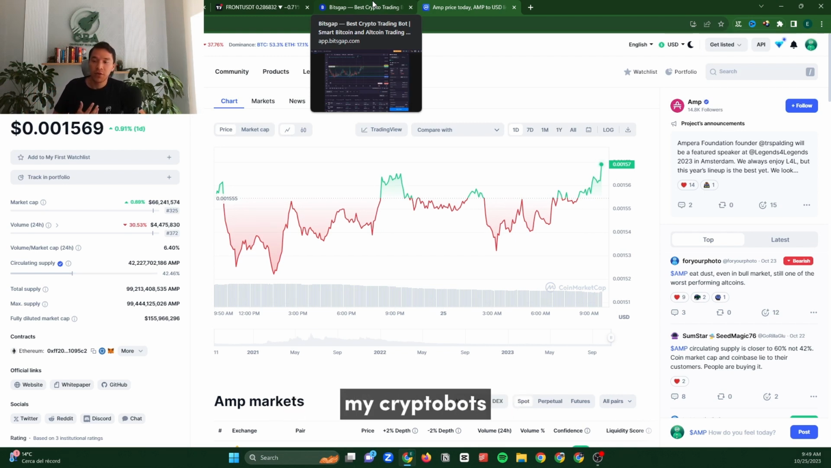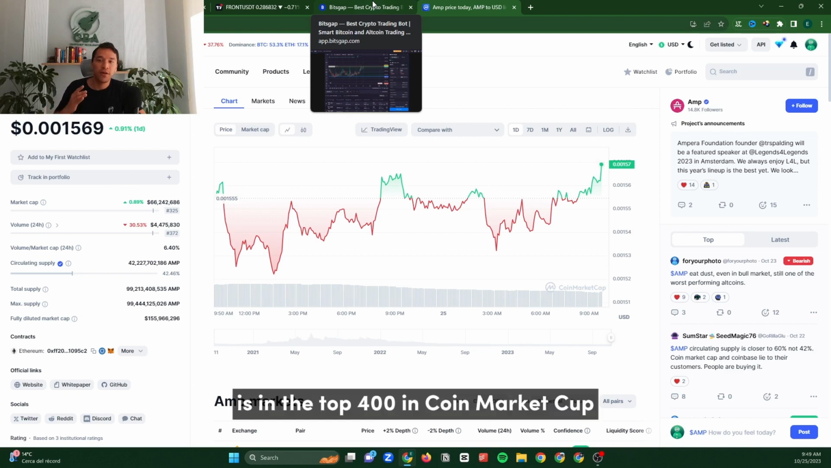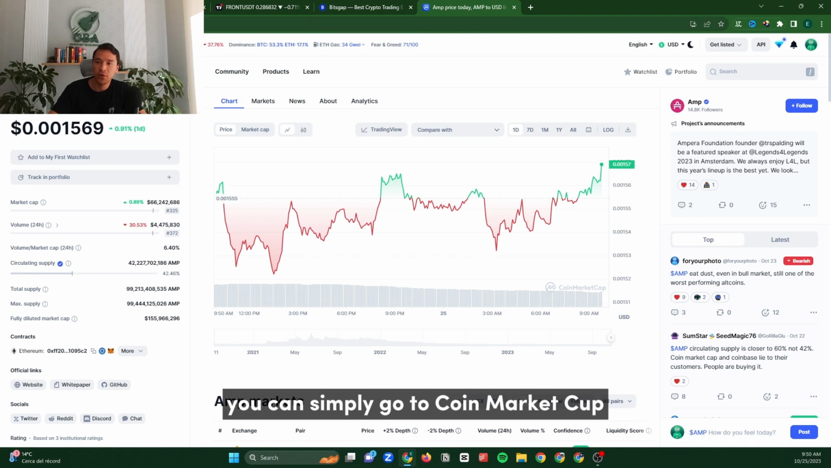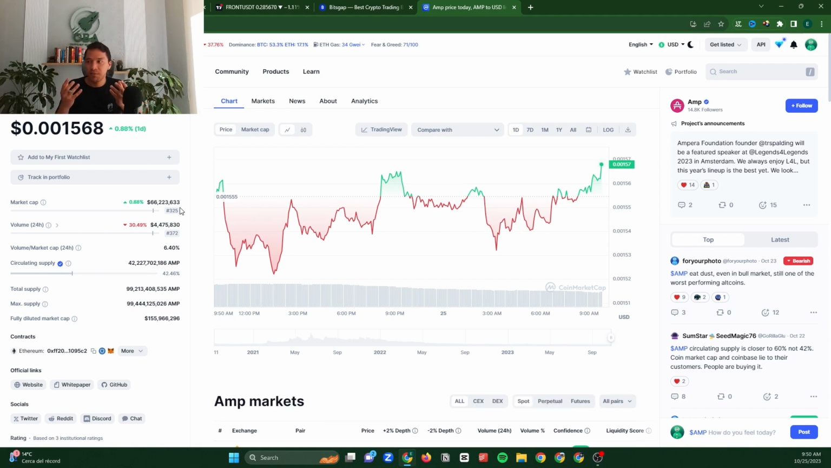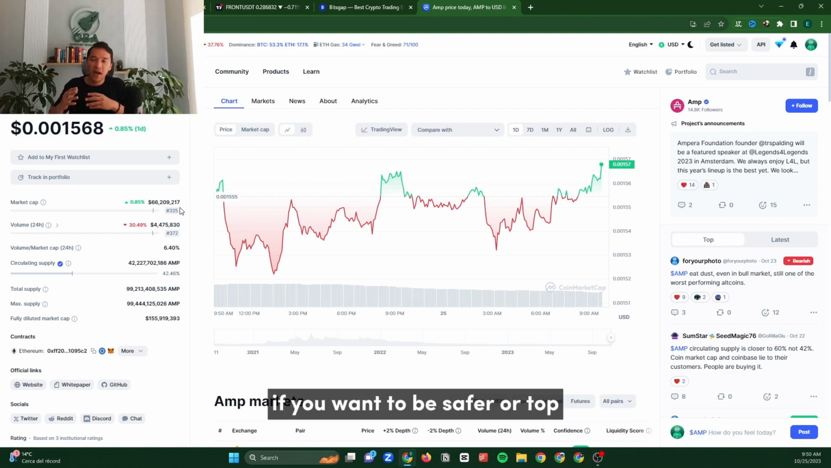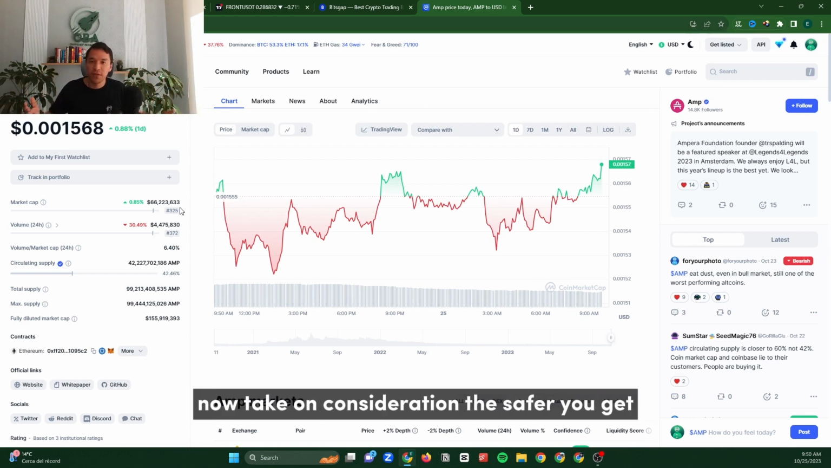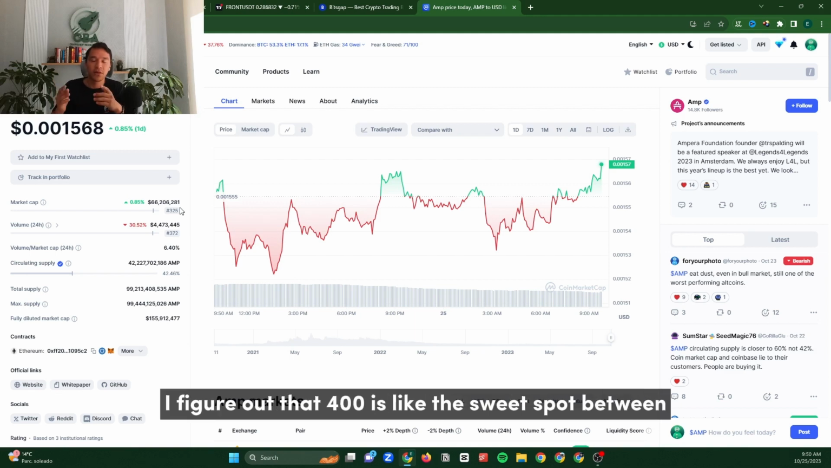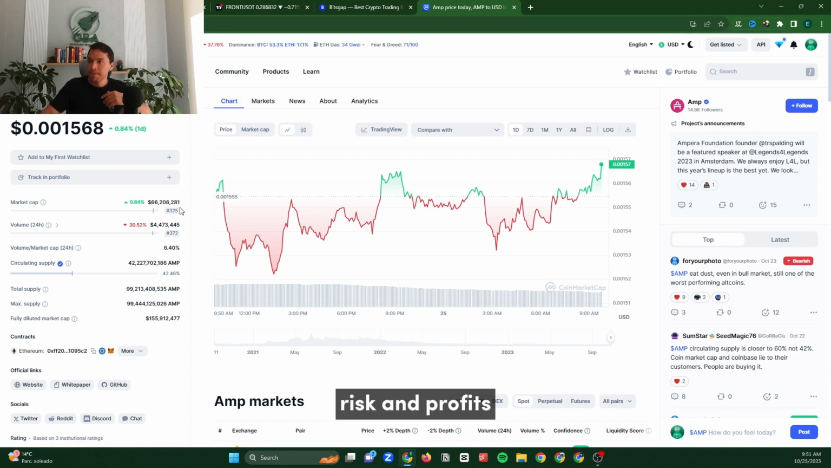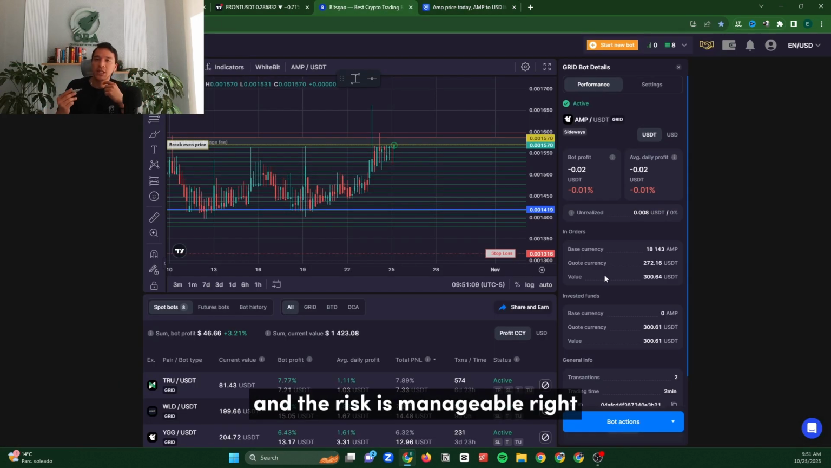Coins that I like to trade with my crypto bots are in the top 400 in CoinMarketCap. So you can simply go to CoinMarketCap and search the coin before you deploy it. Make sure that it's in the top 400. Again, that's my opinion. Probably you want to have it in the top 300 if you want to be safer, or top 200, or if you want to be even safer, the top 100. Now, take into consideration, the safer you get, the less profits you're gonna make. That's how it works. So after deploying thousands of bots, I figured out that 400 is like the sweet spot between risk and profits. So the profits are high and the risk is manageable, right?